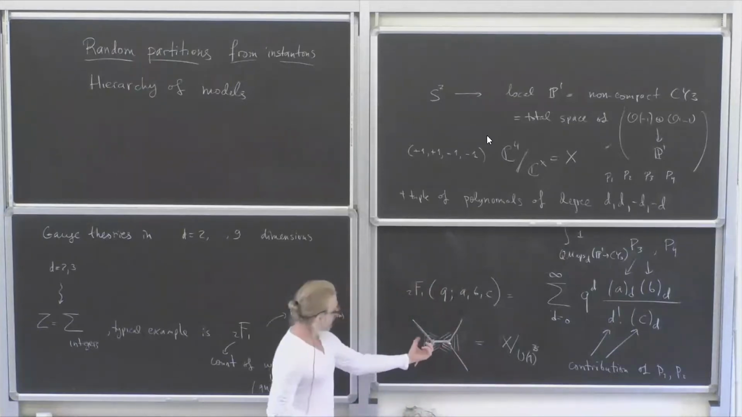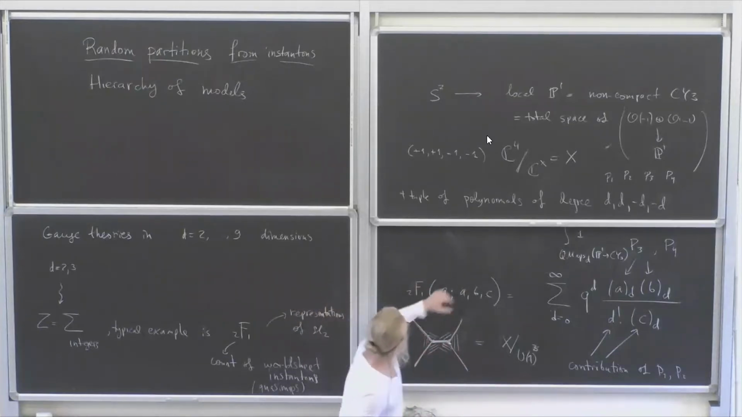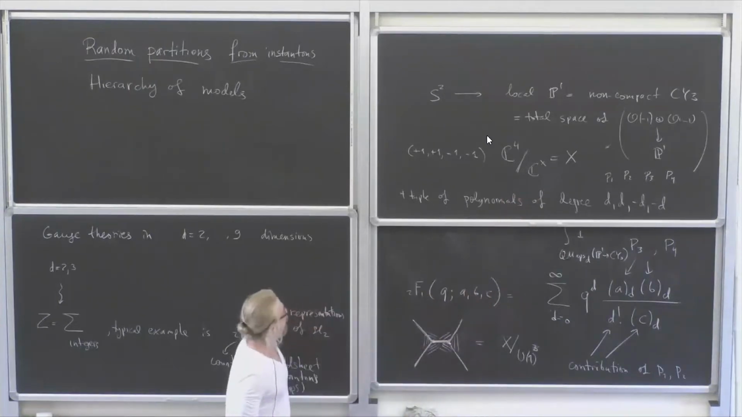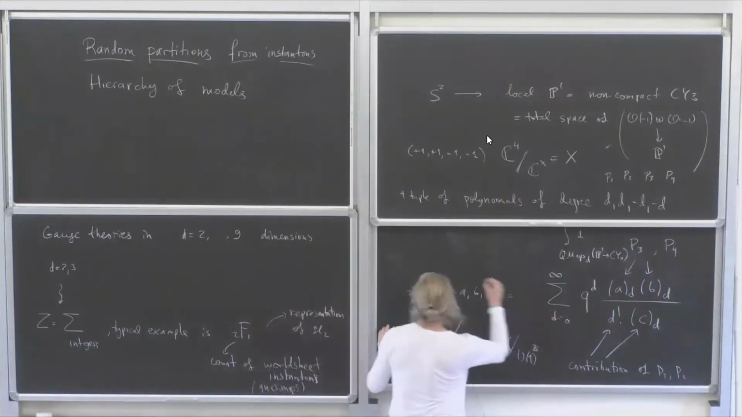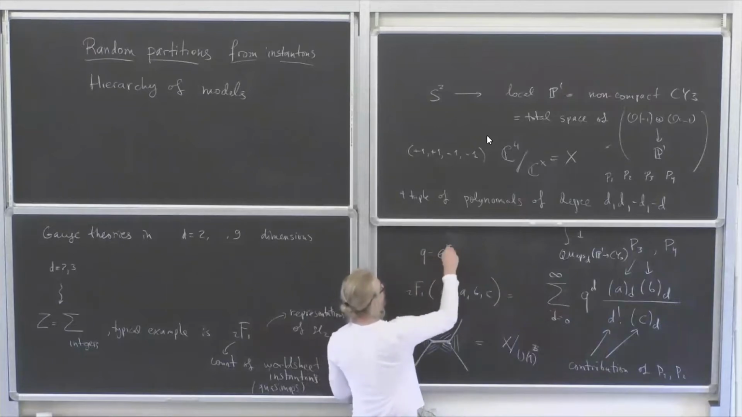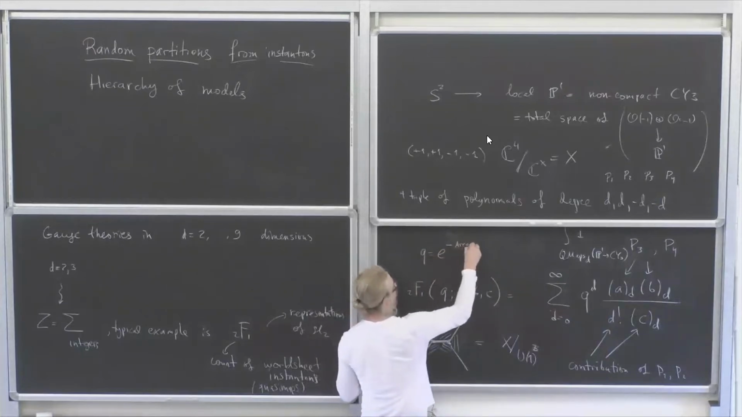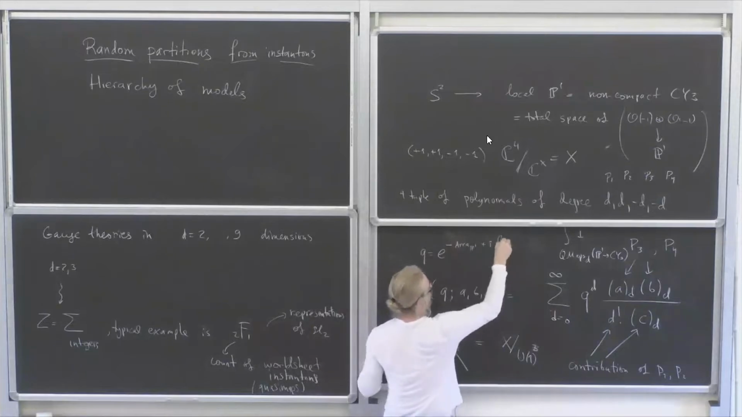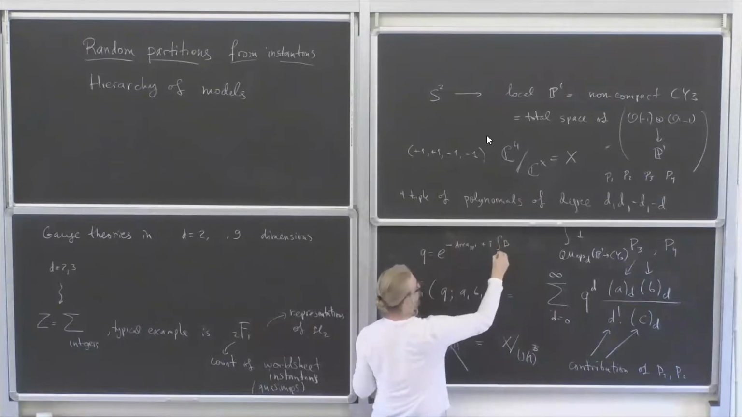The size of this 2-sphere is not visible in this description. You need a more detailed description of the space. But roughly speaking, Q is e to the minus the area of P1 plus a certain phase, which, in string theory language, is a period of a B field.